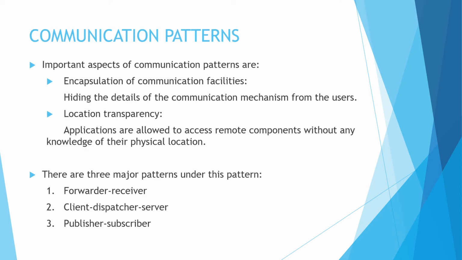Communication patterns. Important aspects of communication patterns are encapsulation of communication facilities and location transparency. In encapsulation, the details of the communication mechanisms are hidden from the users. Location transparency: applications are allowed to access remote components without any knowledge of their physical locations. In communication patterns, there are three major patterns. First, forwarder receiver. Second, client dispatcher server. Third, publisher subscriber.